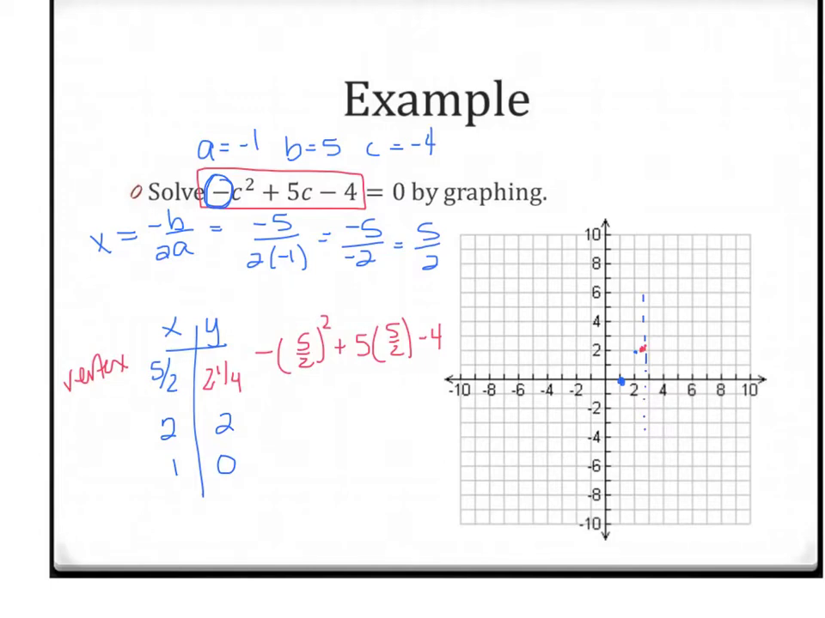I think the other answer should be 4. I'm going to check it anyway. 4 does give us 0. If it says solve by graphing, you have to have this graphed, so you need to go ahead and finish graphing it. And then you have to have our answers, and our answers are 1 and 4, because those are the two places where it crossed the x-axis. So there's your first one, solving by graphing.